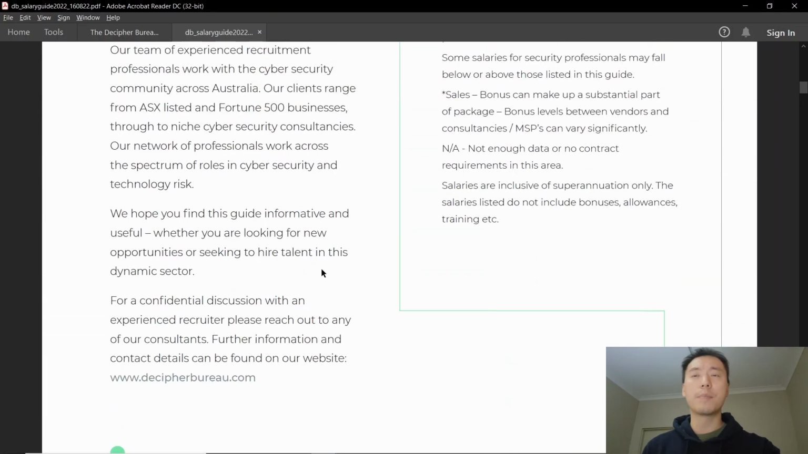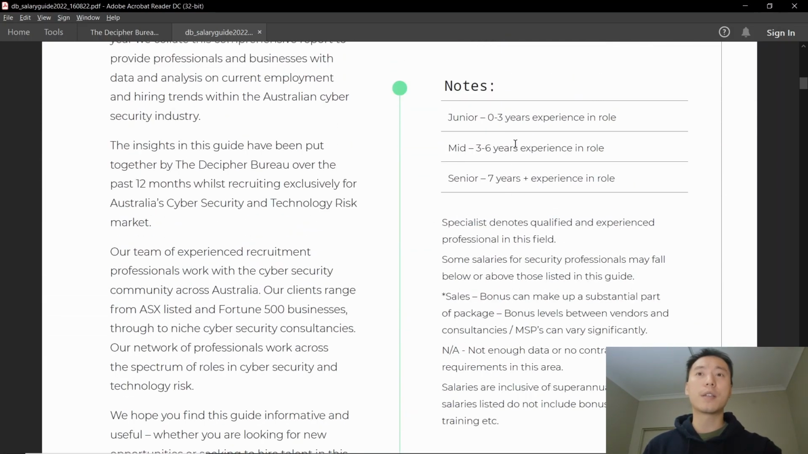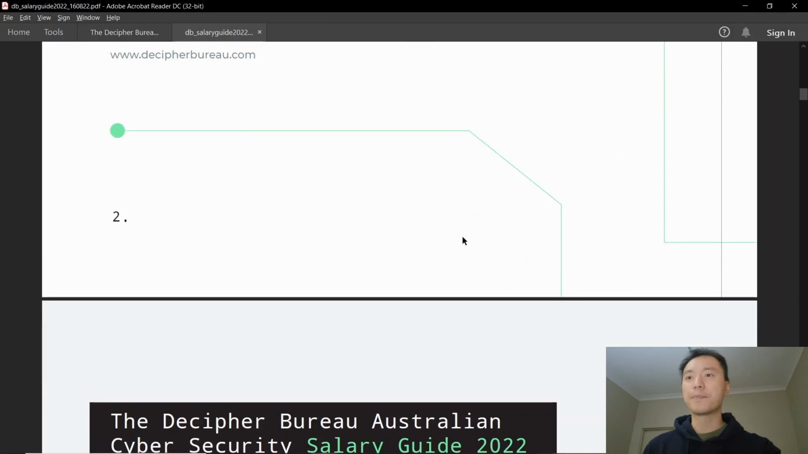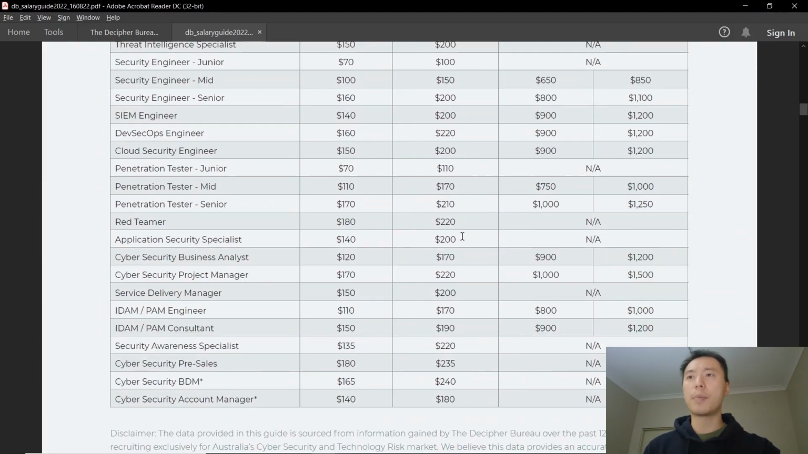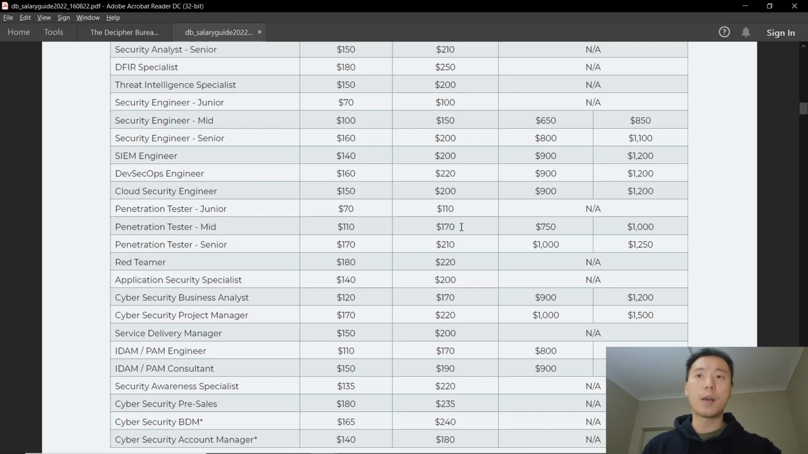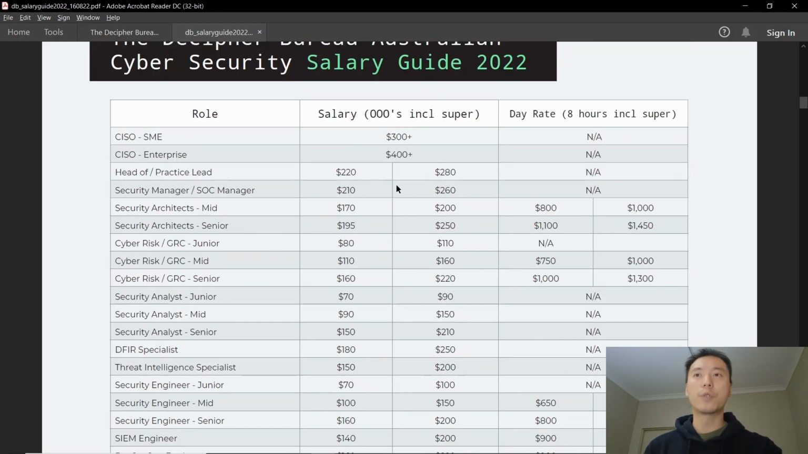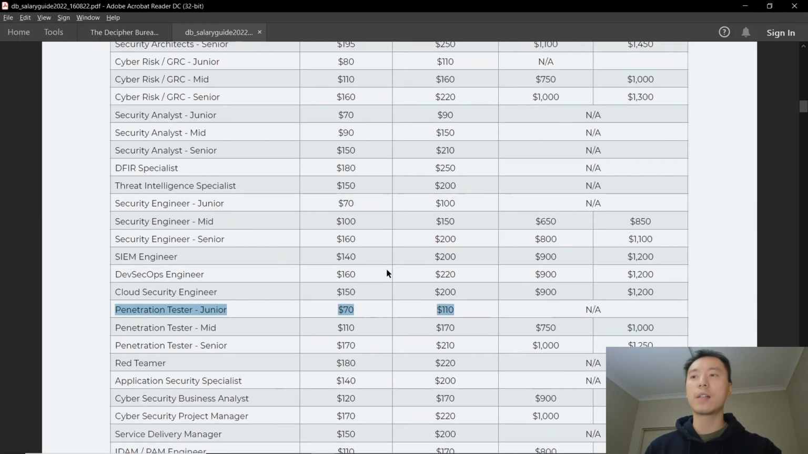By the way, the junior, mid, senior represent 0 to 3 years of experience, 3 to 6 for mid, and 7 years for senior. So last year when I applied for this job as a penetration tester, I started on a 75K plus a superannuation. By the way, these figures here include a superannuation, which is 10% in Australia. So last year I was on 75K plus superannuation, which makes it 82K, which is pretty much bang on in the salary guide.